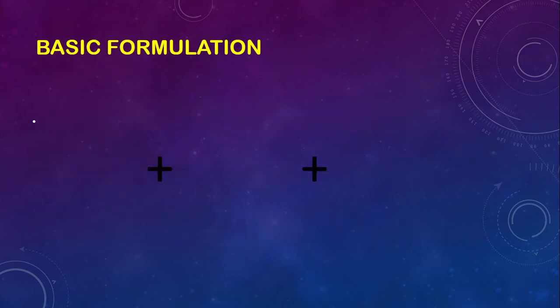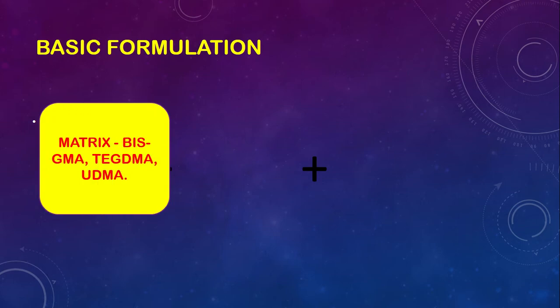So what is the basic formulation of the composite resin? It comprises a matrix, that is an organic resin. They vary in their composition and consist of bisphenol A glycidyl methacrylate, urethane dimethacrylate, and triethylene glycol dimethacrylate. The triethylene glycol dimethacrylate is a low viscosity monomer which is incorporated to reduce the viscosity of the resin and facilitate handling.